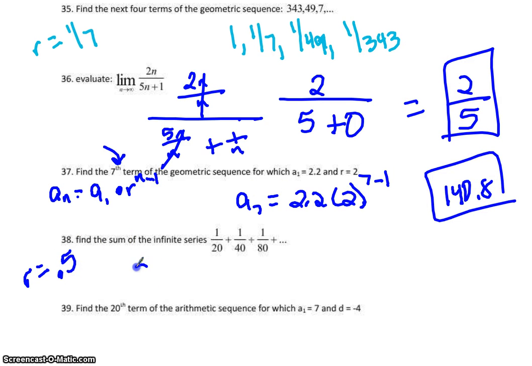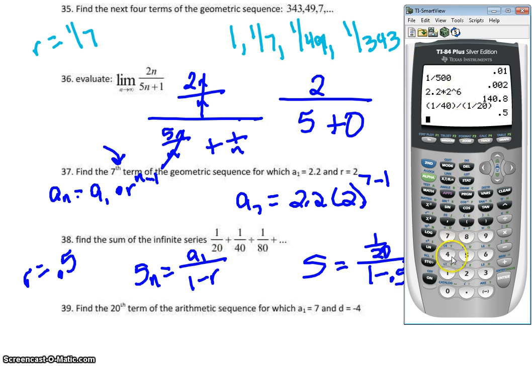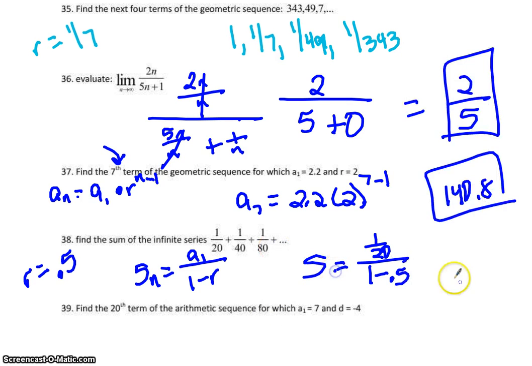So then your formula is S of n is equal to A1 over 1 minus R. So S is equal to A1, which is 1 over 20, all over 1 minus 0.5. So you would take your calculator, be careful, make sure that you're using parentheses. So open for the top, 1 divided by 20, close, divided by, open for the bottom, 1 minus 0.5, close the bottom, and you get 0.1. So the answer to this is 0.1.